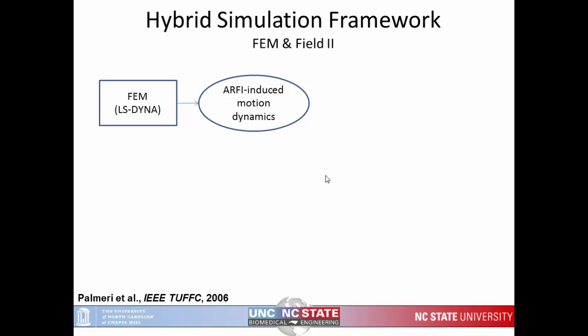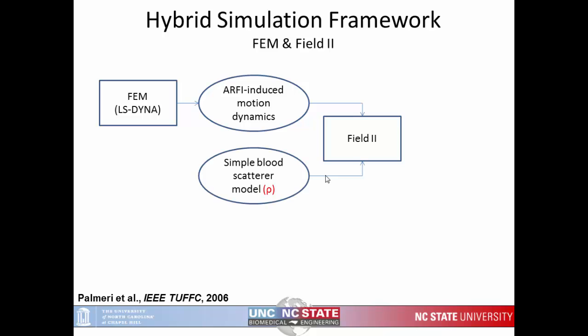Essentially what we do is we use LS-DYNA to simulate ARFI-induced motion. We can then pipe that ARFI-induced motion into Field II to give us an idea of what the ultrasound representation of that motion would look like. To do our ASH simulation, we inject a very simple blood scatterer model where we can manipulate the amount of decorrelation that happens in the signal. I'll talk about this in the next slides.